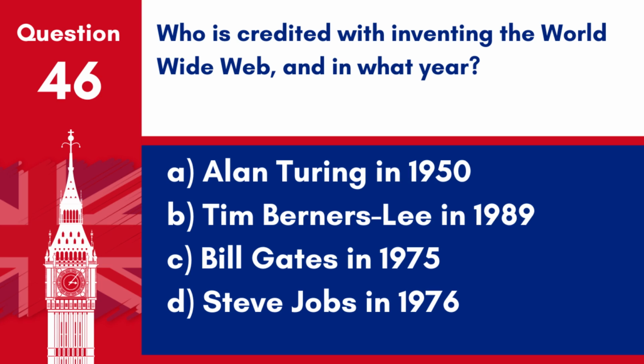Question 46. Who is credited with inventing the World Wide Web, and in what year? A. Alan Turing in 1950. B. Tim Berners-Lee in 1989. C. Bill Gates in 1975. D. Steve Jobs in 1976.